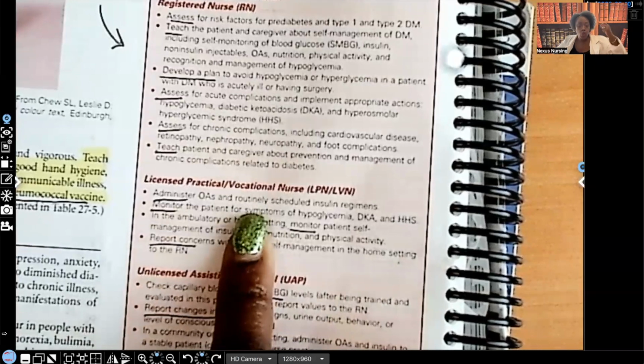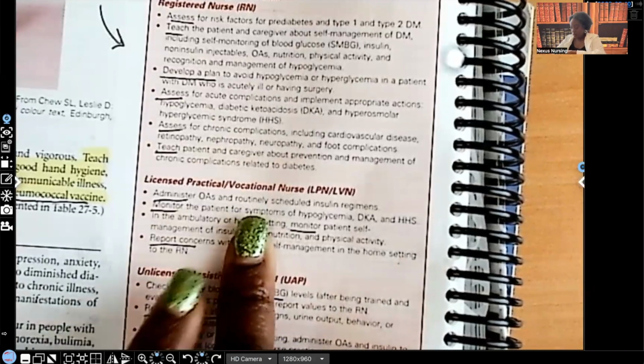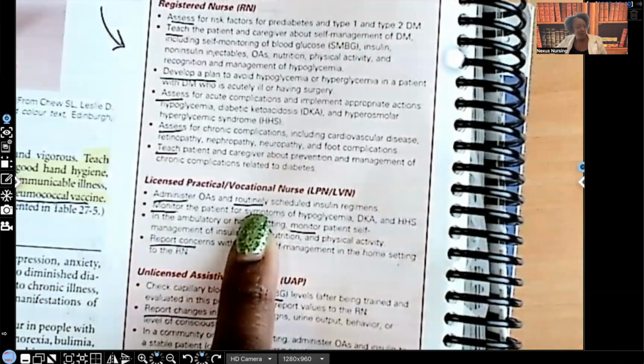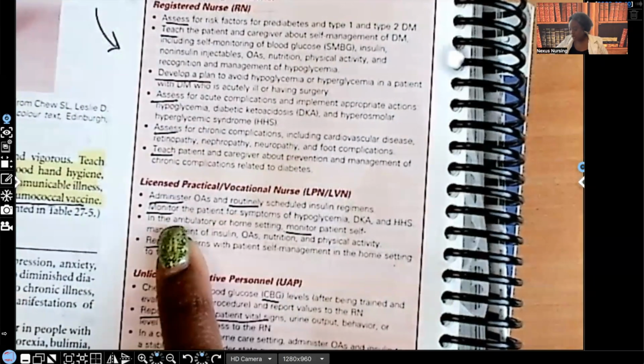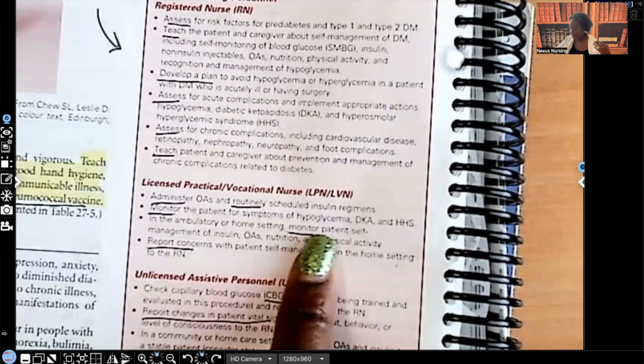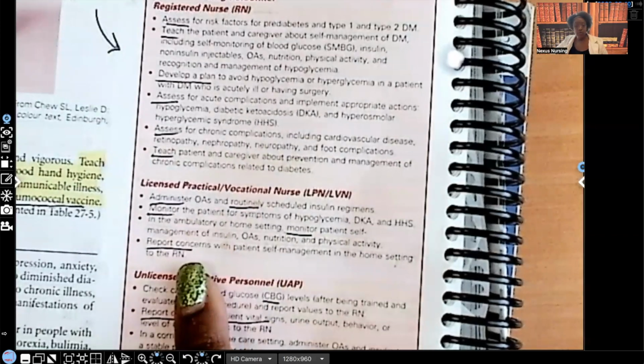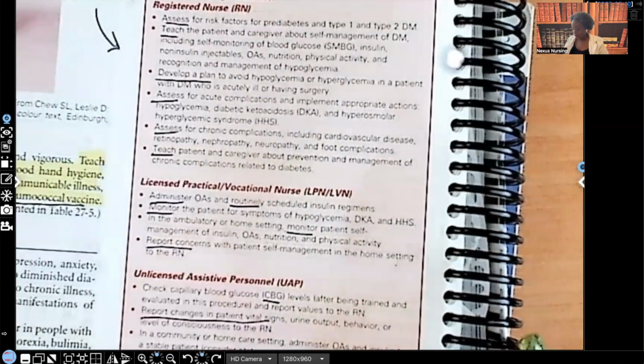Look at this word, routinely. And this word right here makes the difference on many, many test questions when you're trying to figure out who gets this, the RN or the PN. If it's something routine, the PN can do, but if there's something acute that's going on with that patient, the RN has to keep it. Monitoring the patient for symptoms of hypoglycemia, DKA, HHS, the LPN can do. Initially, the RN does that first one, but the LPN keeps it up. And reporting concerns. Any changes or concerns, the LPN is going to report that to the RN.